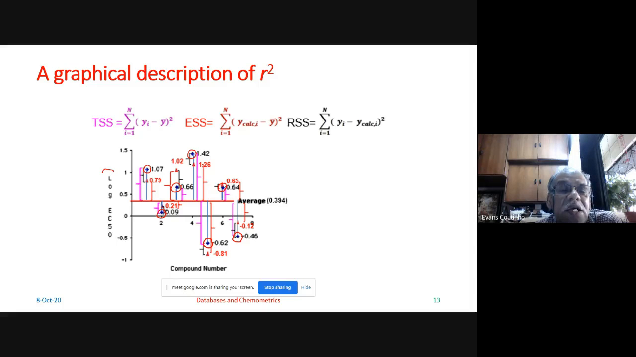And on the y-axis, I have plotted the log EC50 values of these 7 compounds. And I have developed an equation. I have used my regression analysis and I have developed my equation. I have used that equation to back calculate what the exact value will be. So my regression equation tells me for compound number 1 that its activity is 0.79. The observed activity is 1.07. My equation is telling me that the activity is 0.79. Okay, so now let me get out all of these writings.